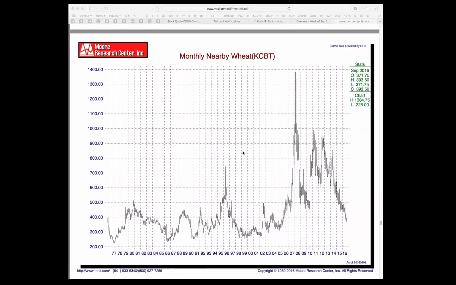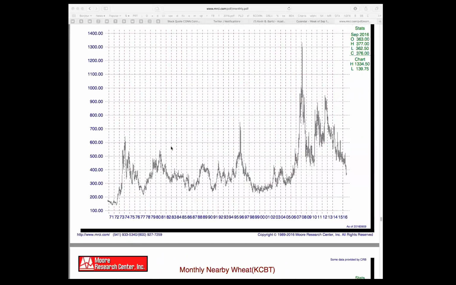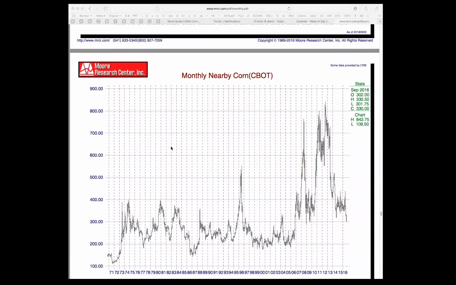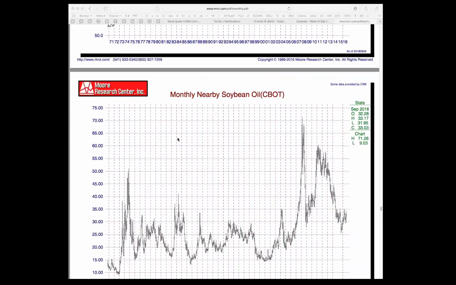Sugar, coffee, cotton. Those options are expensive, though. I mean, cotton will be $1,500, and you have to be quick about it too. Some of those are like lottery tickets. You buy it, close your eyes, and hold on tight. Wheat again, corn. Corn bouncing off of here, $3.